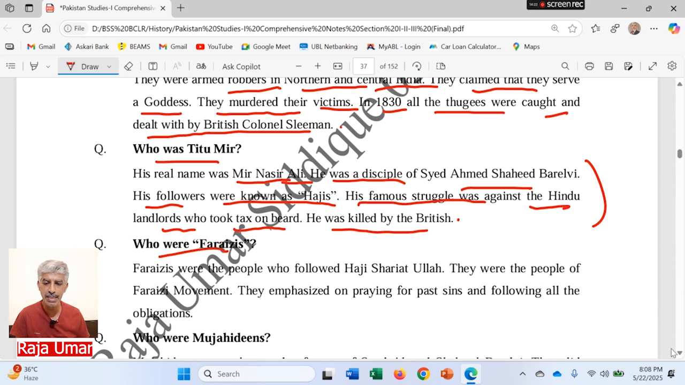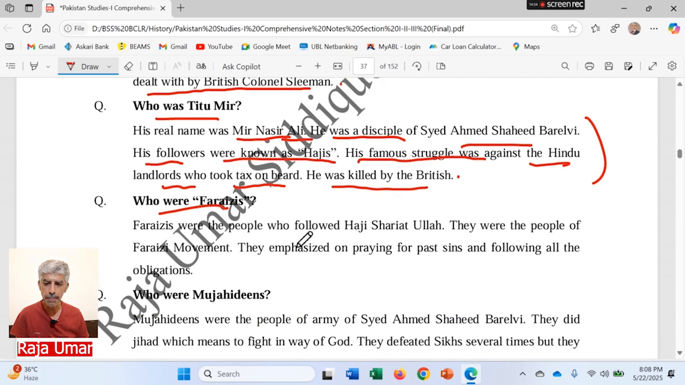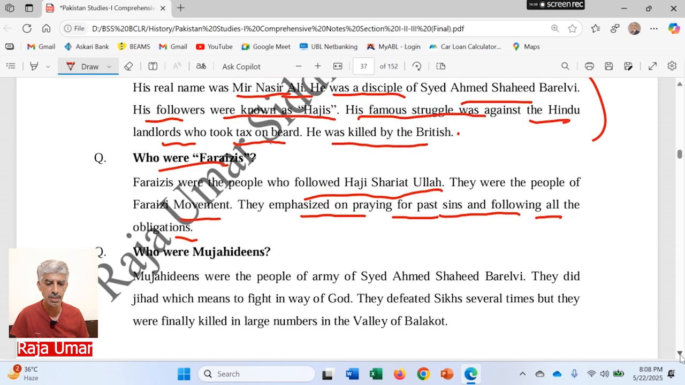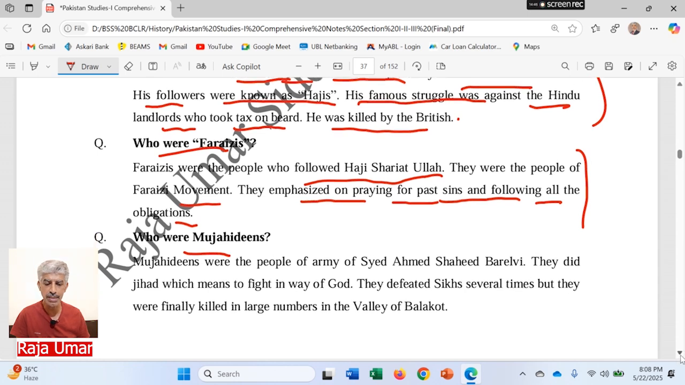So who were Farazis? Farazis were the people who followed Haji Shariatullah, the Farazi movement followers. They emphasized praying for past sins and following all the religious obligations, and they even worked for the peasantry rights in Bengal.